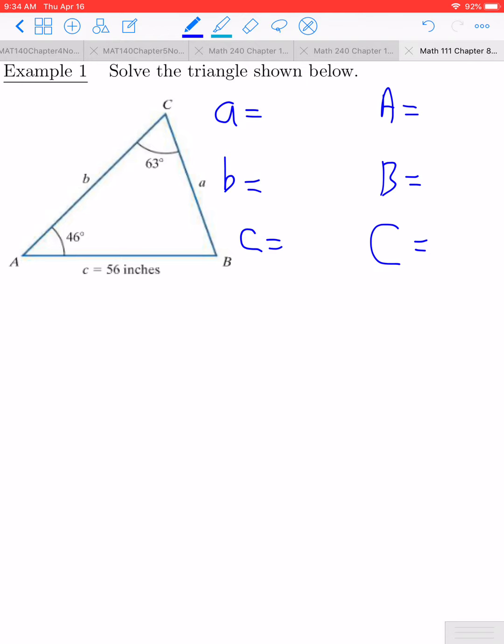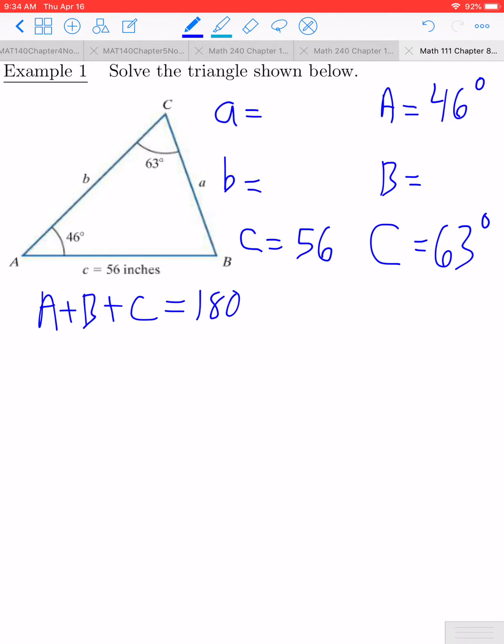Let's start off by writing down the things that we do know. We know, based upon the diagram, that angle C is 63 degrees, angle A is 46 degrees, and we also know that side c is 56 inches. Of these, the next easiest thing to get would be angle B. We know that in a triangle, the three angles have to add up to 180. Because we know A and C, that's going to be 46 plus B plus 63. This should equal 180.